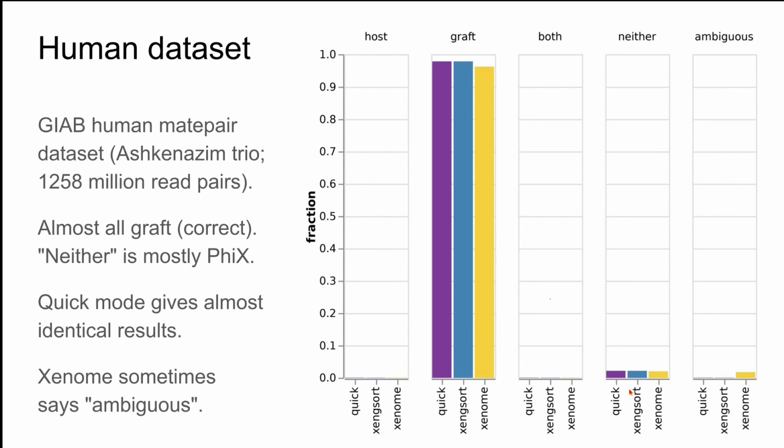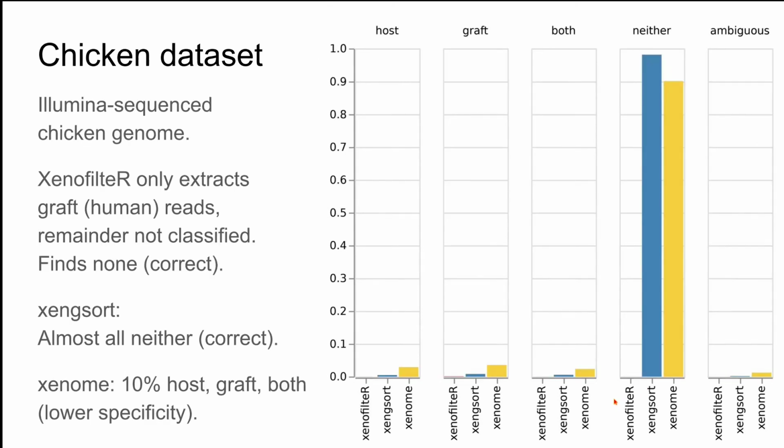This is also correct because there is some phiX that has been added to the sequencing library, so most of these reads are actually phiX. Similar results hold for pure mouse datasets. It's also interesting to ask what happens if you input nonsense, so if the tools are actually robust against noise. So we use a chicken dataset. Here we also compare the Xenofilter tool, which wasn't able to deal with the size of the human dataset. Now Xenofilter only extracts graphed reads, so it does not classify the remaining reads.